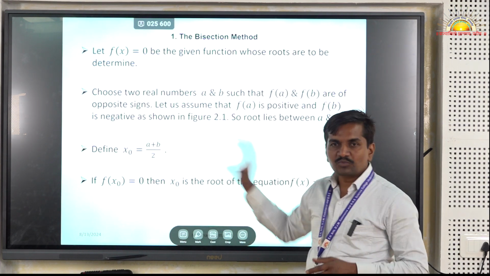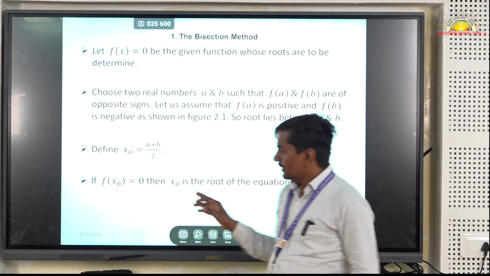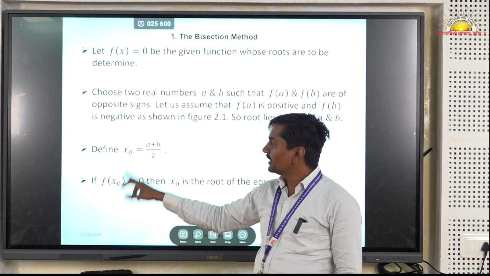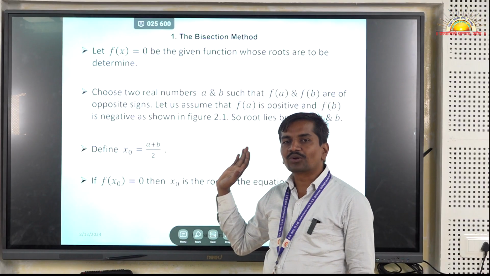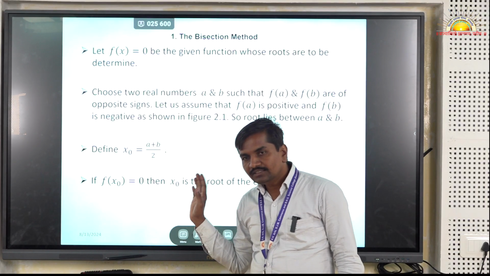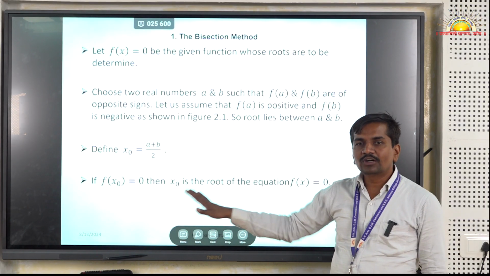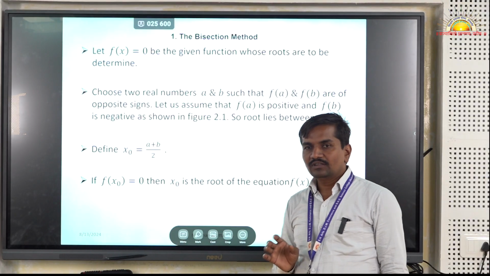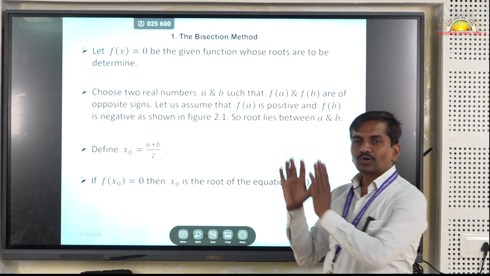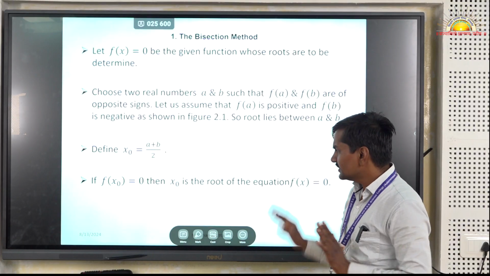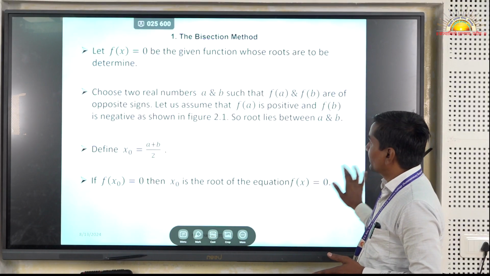Now, there are 3 possibilities. Suppose the value of the function at x naught is 0. What does it imply? It implies x naught is the root of the equation. That means we have to stop our process. So, x naught is the root of the equation.